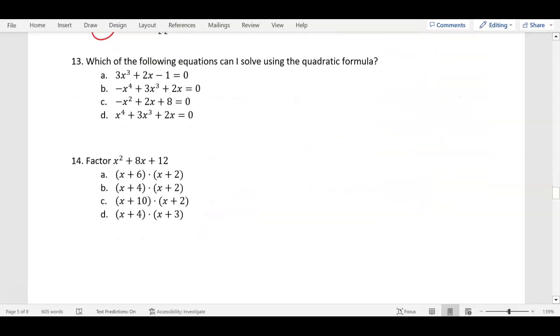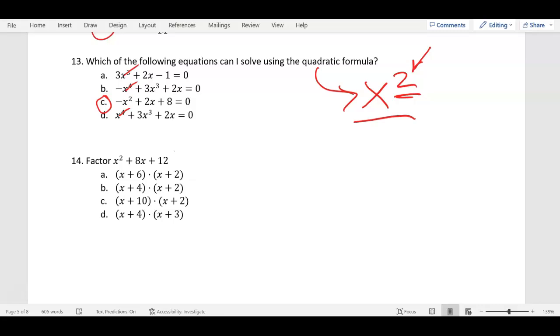13, which of the following equations can I solve using the quadratic formula? Quadratic formula is x squared. Not higher than that. Okay, so third power is a no. Fourth power is a no. It's got to be letter C. Quadratic has to be only x squared. Cool.